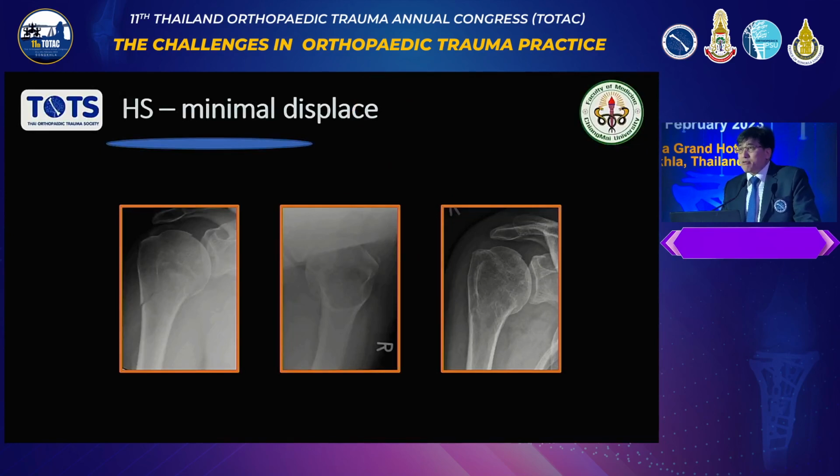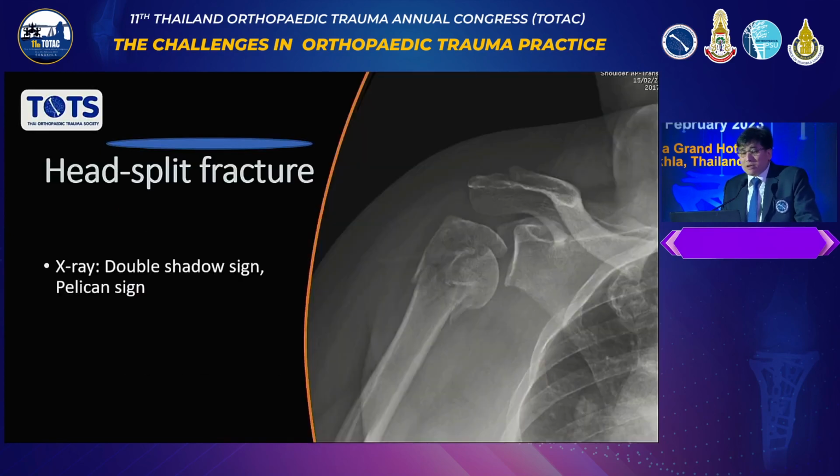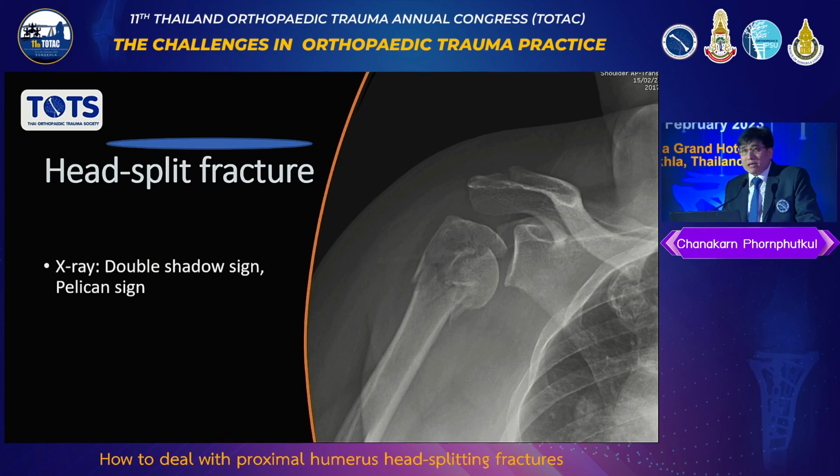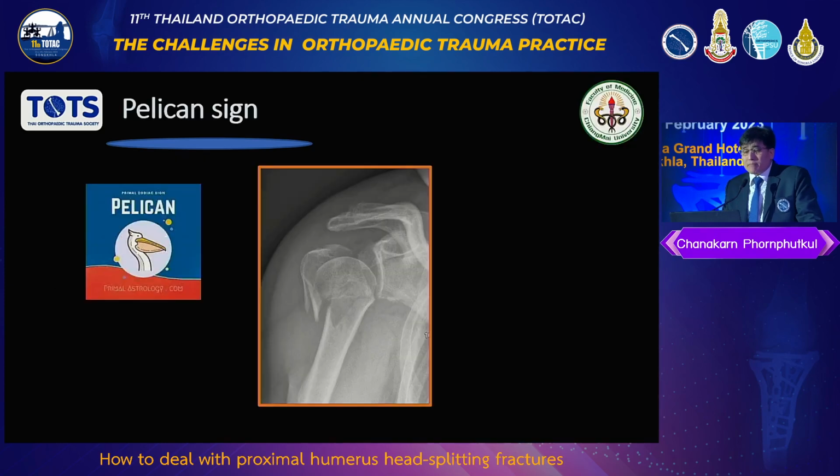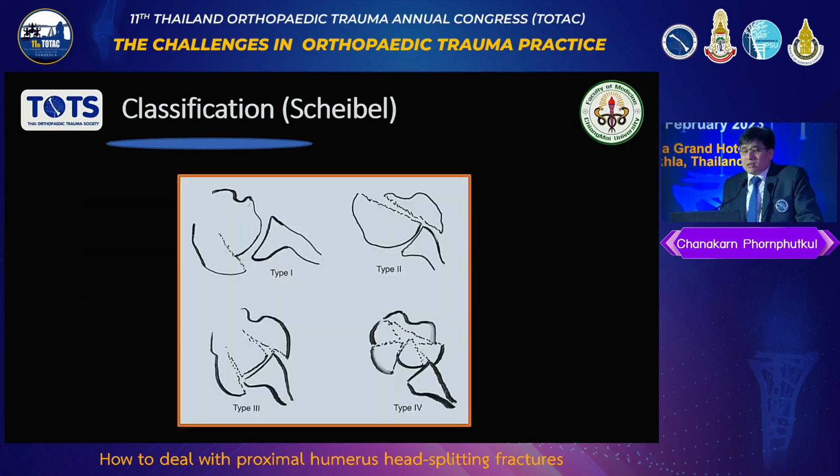The spectrum can be from minimally displaced like this, or it can be displaced. As you can see, a double shadow sign on the head. You see two heads on the X-ray, or you see the pelican, the bird pelican sign on the X-ray, just like the beak. The Marcus Scheibel classified it into 4 types.